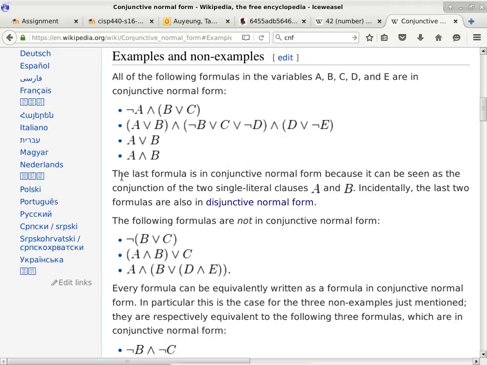Okay, so this is how you can look at it. You have 3 layers. The top layer has to be a conjunction. The conjunction can have any number of components, including 0. And then the second layer, they have to be disjunctions. And then the third layer can only be variables or the negation of variables. So that's one way to look at it.